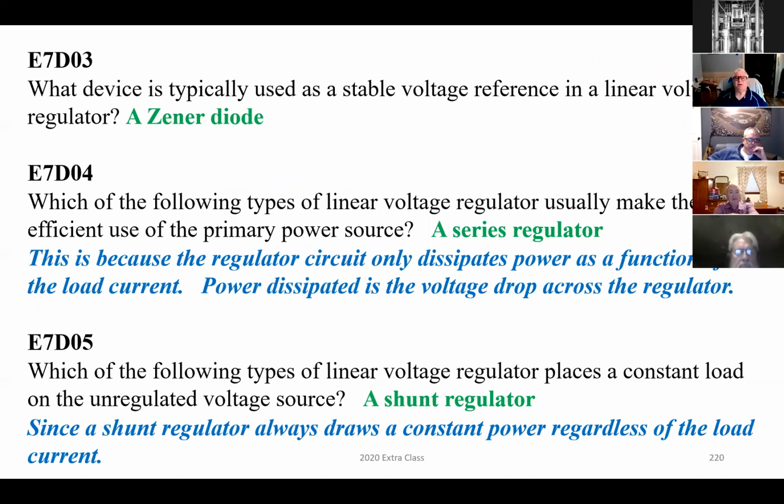Alrighty, what device is typically used as a stable voltage reference in a linear voltage regulator? That would be a Zener diode. Which of the following types of linear voltage regulator usually make the most efficient use of the primary power source? That would be a series regulator. This is because the regulator circuit only dissipates power as a function of the load current. Power dissipated is the voltage drop across the regulator.